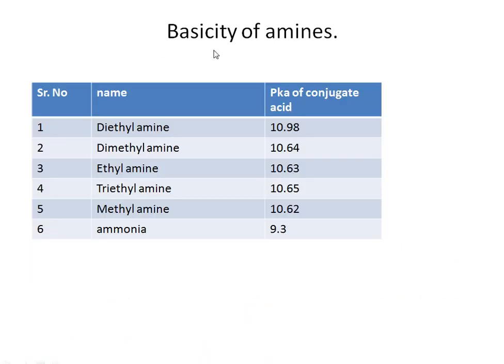And we will see the basicity or pK value for the various amines. Plain ammonia, which doesn't have an alkyl group, the pK value will be 9.3, then methylamine 10.62, then dimethylamine 10.64, triethylamine 10.65, then diethylamine, triethylamine. We will observe the pK values for various compounds.